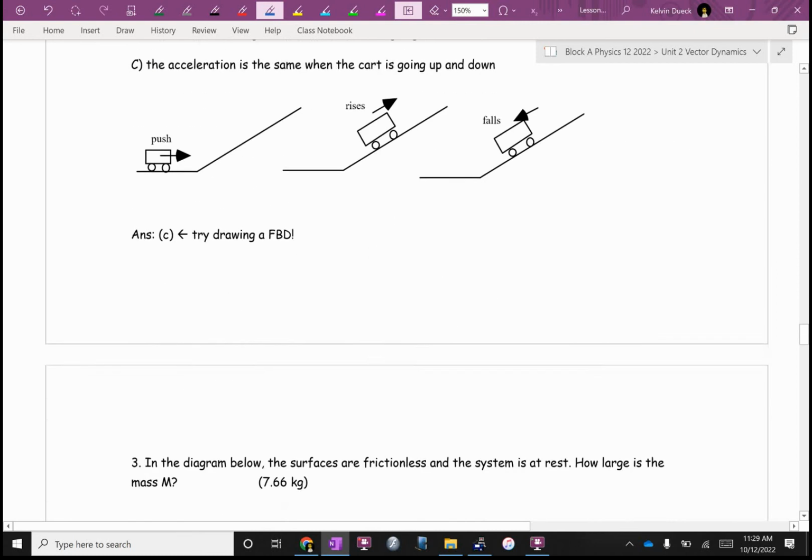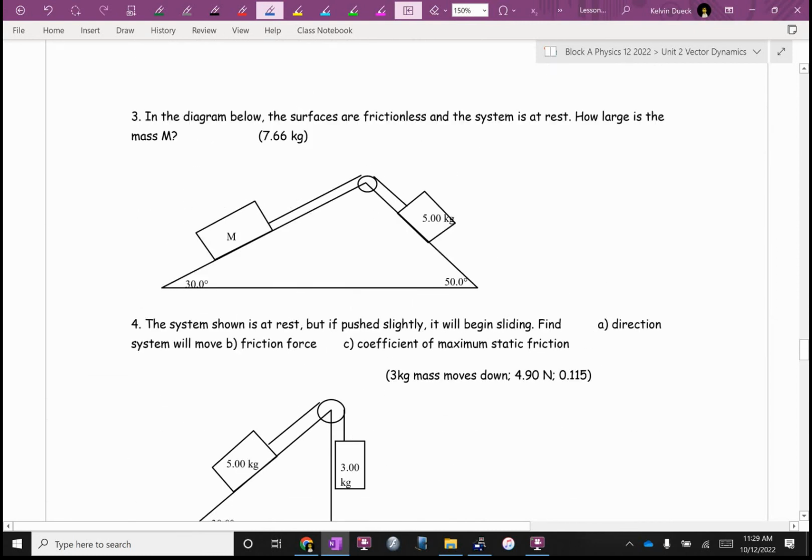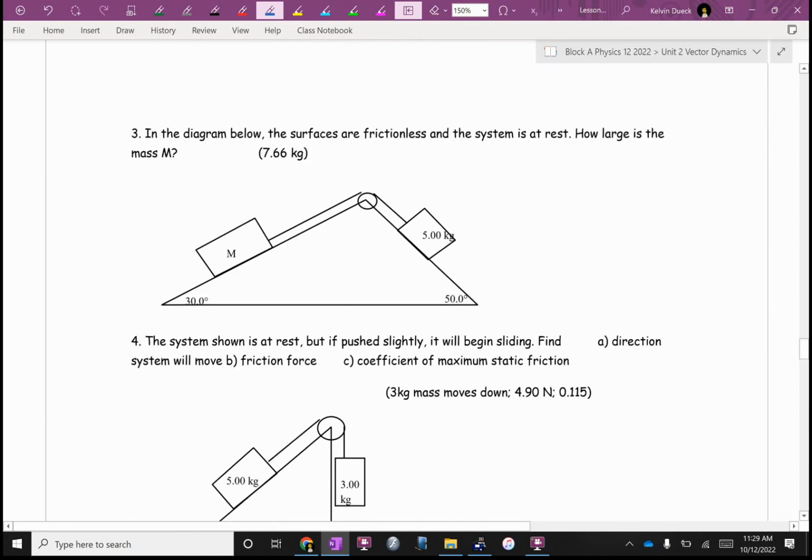Two is good. Take a look at number 3. This is tougher than I'm going to ask. An Atwood machine with two different ramps with different angles. It's not much tougher. It's fair game, but it's just so much writing. I'm going to give it to you. Oh, but it's a missing mass question. Ooh, I haven't done that. Well, I kind of have. Okay?